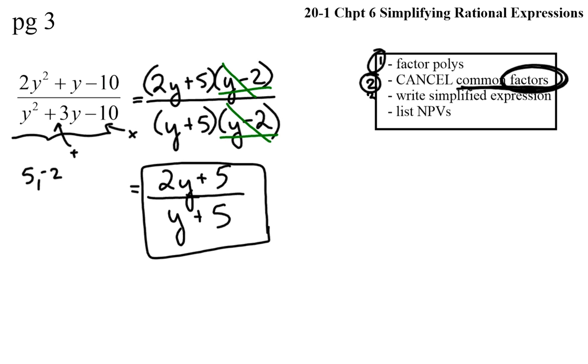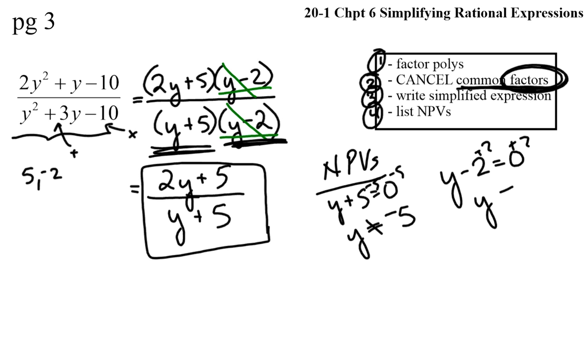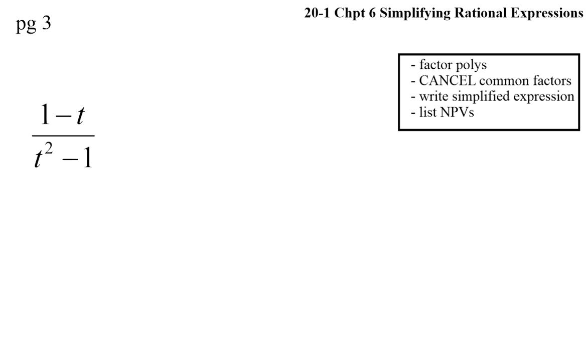And again, after we've written the simplified form, list the NPVs. In this case, we need to consider NPVs everywhere. So NPVs will occur if y plus 5 equals 0. So y cannot equal negative 5. It will also happen if y minus 2 equals 0. So y cannot equal 2. The NPVs are when y equals negative 5 or 2. Those are not allowed for that simplified expression.